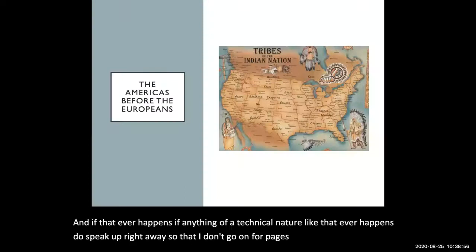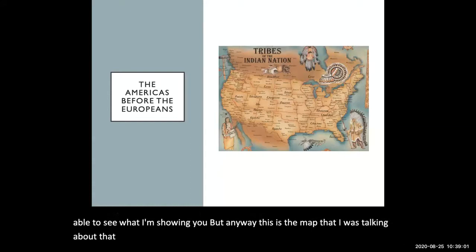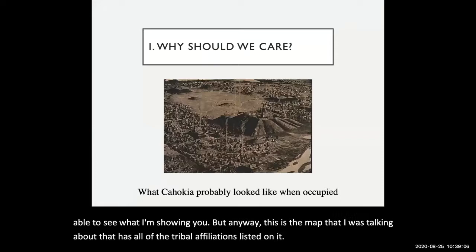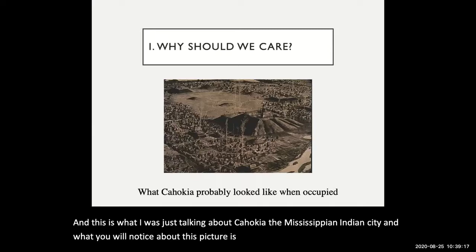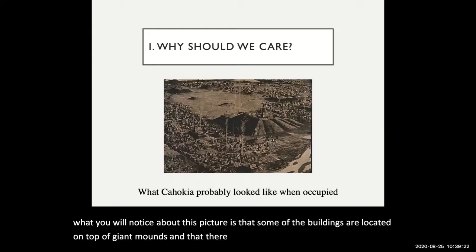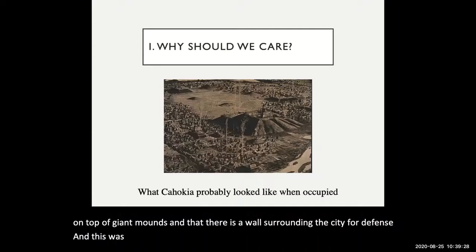But anyway, this is the map that I was talking about that has all of the tribal affiliations listed on it. And this is what I was just talking about, Cahokia, the Mississippian Indian city. What you will notice about this picture is that some of the buildings are located on top of giant mounds, and that there is a wall surrounding the city for defense. And this was really comparable to many of the biggest cities in Europe at the same time that we're talking about, like around 1100 or 1200 of the Common Era.